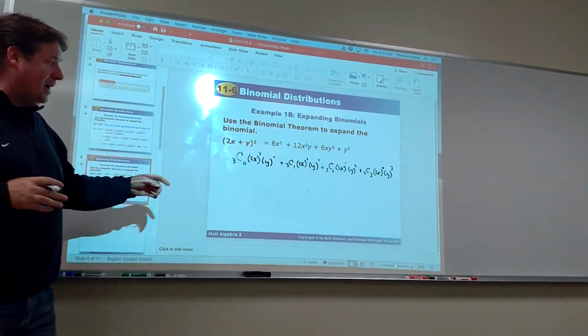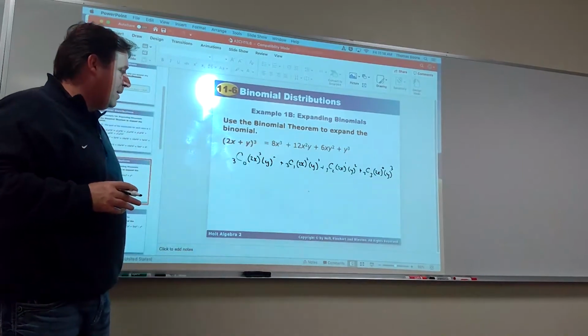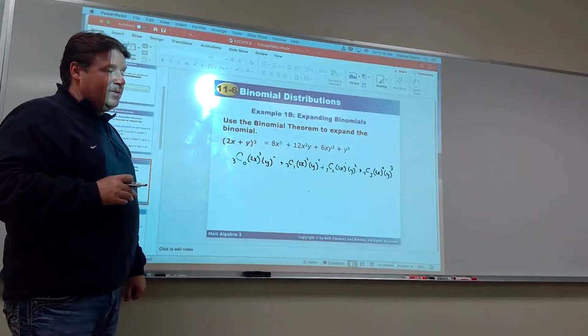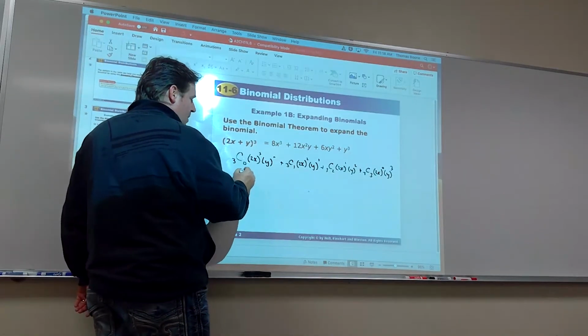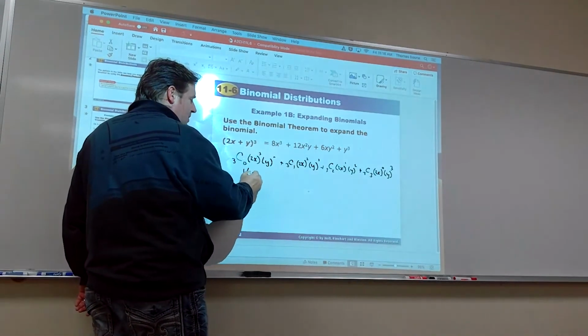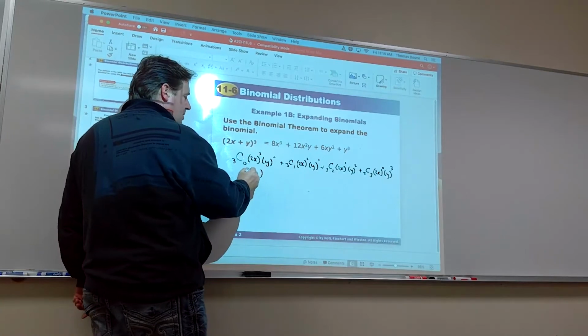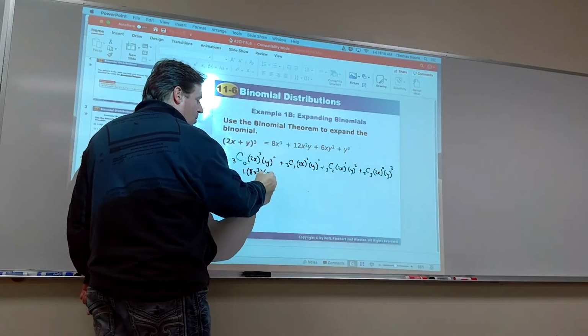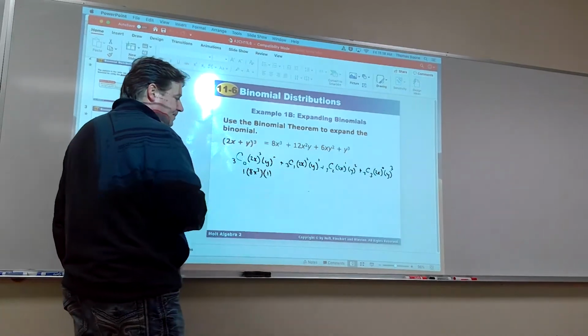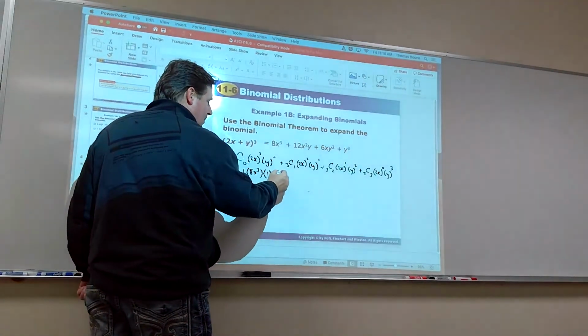We want to simplify. We should end up with what we see right up there. So, how many is 3 choose 0? If you put that in there, that's going to be a 1. Now 2x to the 3rd power, 2 to the 3rd power, this would be 8, and x to the 3rd. And then y to the 0 power, of course, is 1. All right, that's that first term.